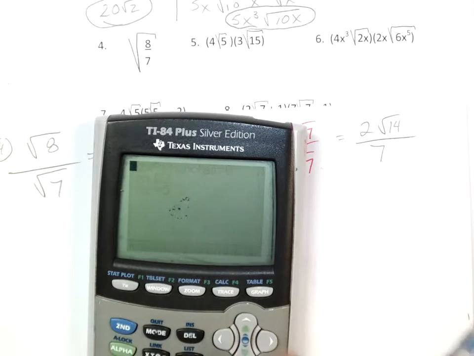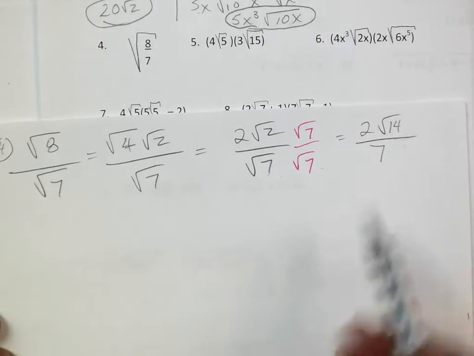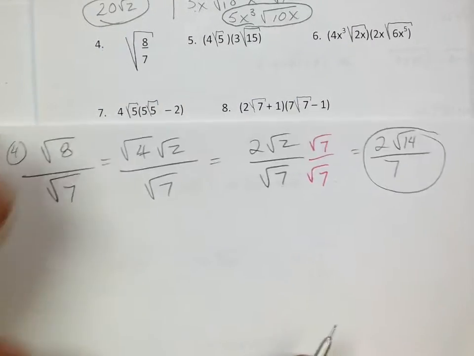I don't know. Let's find out. Square root of 14, 3.7. So see, it's not really a 14 at all. So just leave it right there, okay?